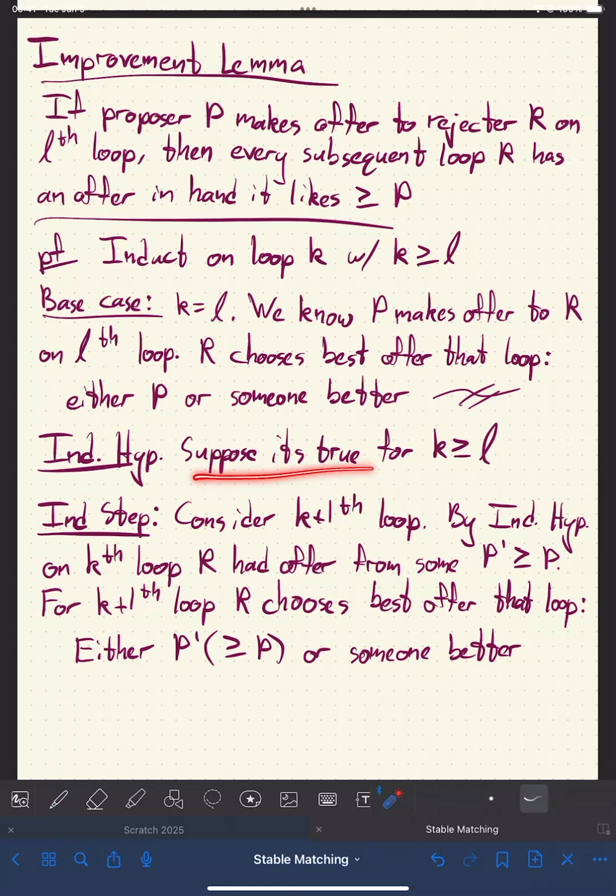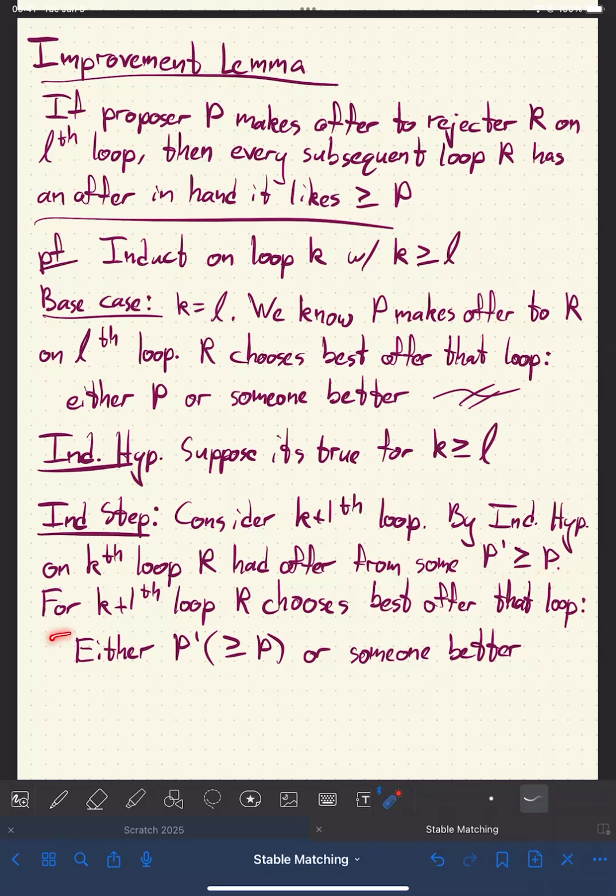So, we assumed it's true for K greater than or equal to L, some K, and now we're going to consider K plus 1. So the K plus 1th loop, by inductive hypothesis, we know the loop right before it, on the kth loop, right before K plus 1, R had some offer in hand that was, call it P prime, that was at least as good as P. That's what the inductive hypothesis is assuming. Suppose it's true, meaning it has someone in hand that it likes at least as much as P. Call it P prime.